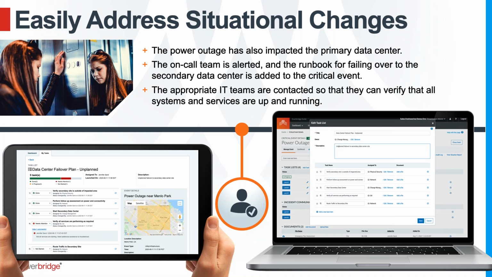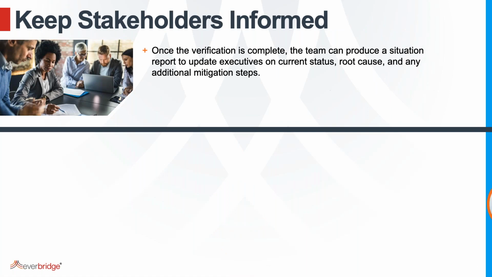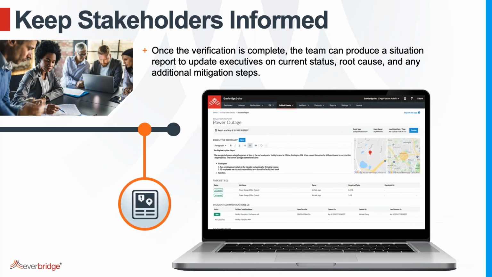So this also means that you can queue up all of the communications to the appropriate IT team so they can verify that the systems and services are up and running as well. And again, any automation that you have built into your IT alerting capabilities would be leveraged by that existing integration too. So once that verification is complete, the team can leverage the situation report capabilities to update the executives on current status. They can include root cause analysis and any associated documentation and next steps. And all of that can be documented in the context of this overall critical event.